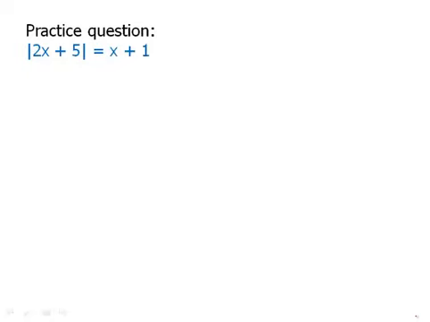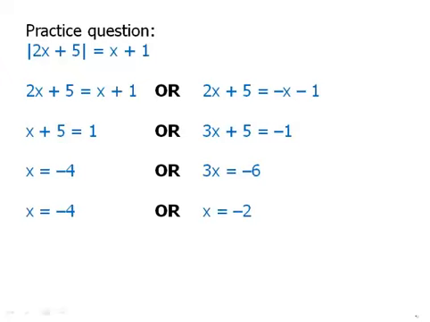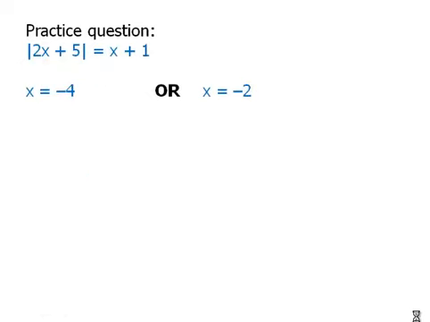So we can go directly to the OR equation. The thing inside, 2x plus 5, either equals x plus 1 or equals x plus 1 multiplied by a negative sign. We'll group the x's on one side. We'll subtract the 5. Then we have to divide by 3 in the second equation. So we get x equals negative 4 or x equals negative 2. So these are our roots. So we have to check these roots now.